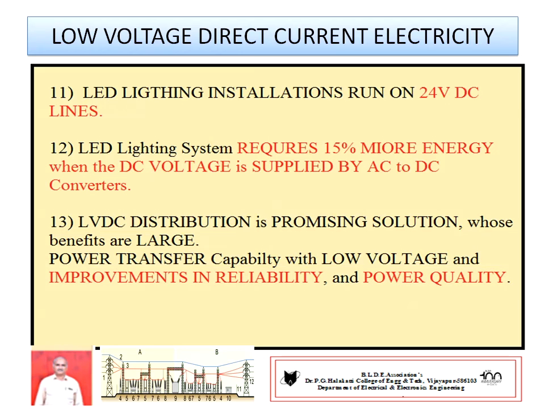Hence LVDC distribution is a promising solution which provides a greater number of benefits to consumers and power transfer capability at low voltage. It improves reliability and addresses the power quality problems we see in the AC grid system. Hence, in coming days, the design of low voltage DC microgrids for distribution of electricity is basically required to develop the electricity market.